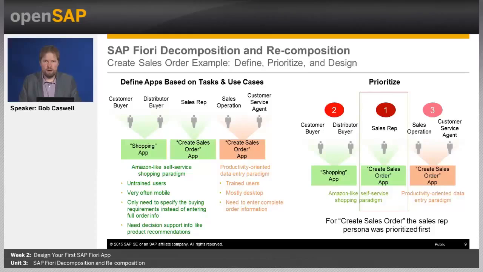The next thing done was grouping of these tasks based on the similarity of the different user requirements. The conclusion was that another app was needed for the sales rep to create sales orders, and the design of this app was to be pretty similar to the app for customer buyers and distributors. But for sales operations and customer service agents, the experience turned out to be completely different as compared to sales reps and buyers. Sometimes multiple apps with different designs are needed for different personas who are otherwise interacting with the same transaction.